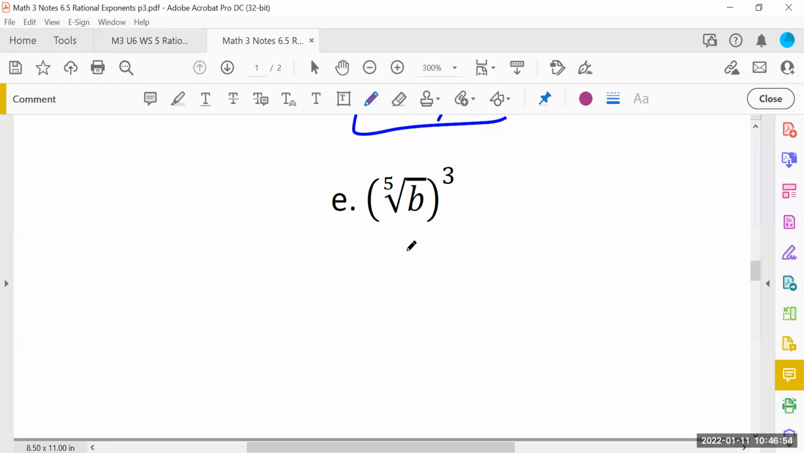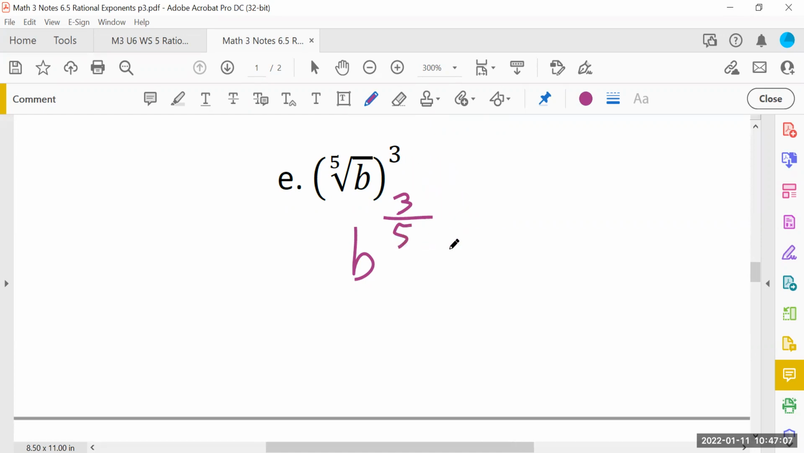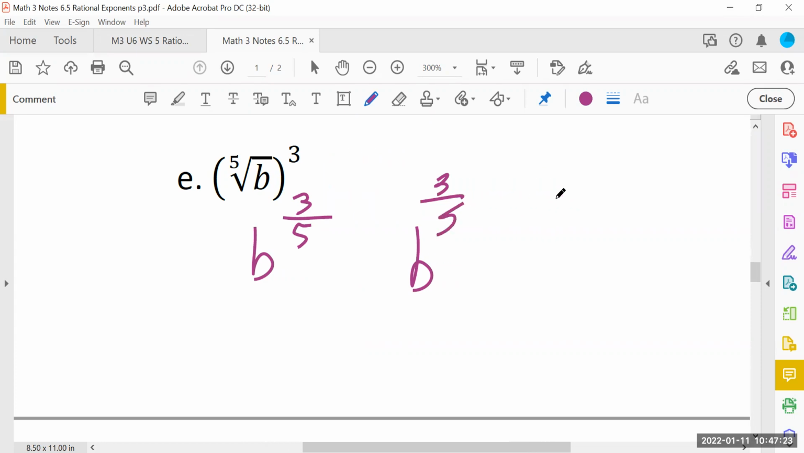Here I've got 2 numbers, a 3 and a 5. Which one goes on top? 3. Which one goes on the bottom? B to the 3/5. Make sure it looks like an exponent. That one's a little ambiguous here. I'm going to rewrite it. B to the 3 over 5. Good enough.